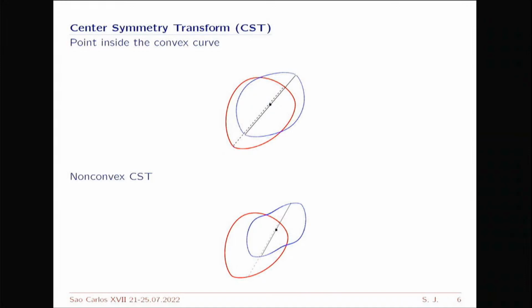But if we come to the other point, like here, the result of this symmetrization is no longer convex. And this is why in convex analysis, convex geometry was not much investigated, because it's relatively difficult also. But this is not convex. So why is this important?